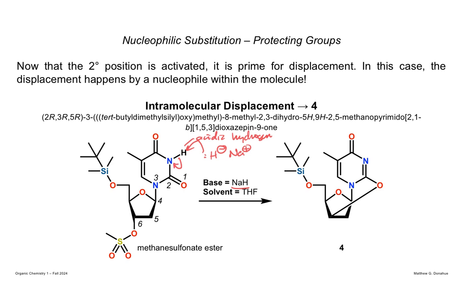Initially it'll put the lone pair on the nitrogen, but through resonance, it can be delocalized onto the carbonyl oxygen, which will act as a nucleophile, like within the molecule. And that's called intramolecular.